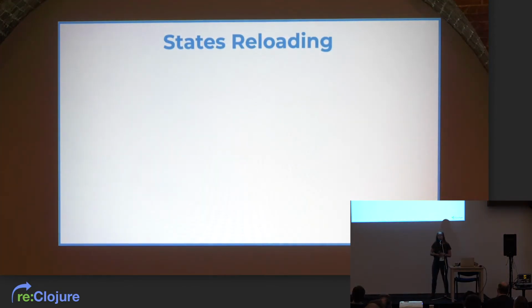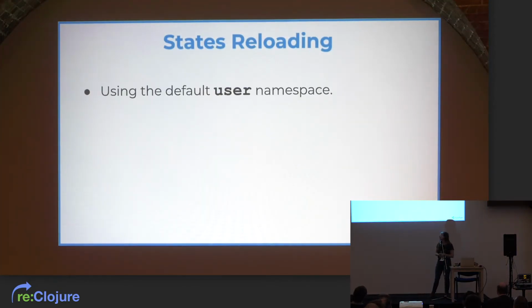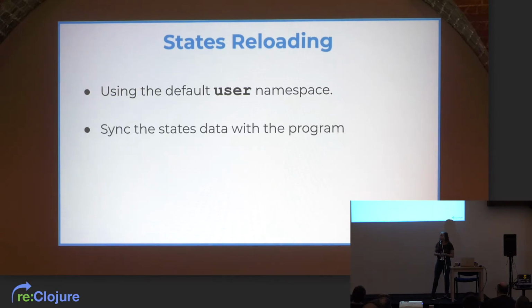So state reloading is a cool method. It's cool because it gives the ability to use the default namespace, the user namespace, without adding new dependencies to our project. And it provides us synchronization between the code and the state's data. And the most important thing, it provides us fast reloading, which is basically what we need in order to not slow down our workflow.